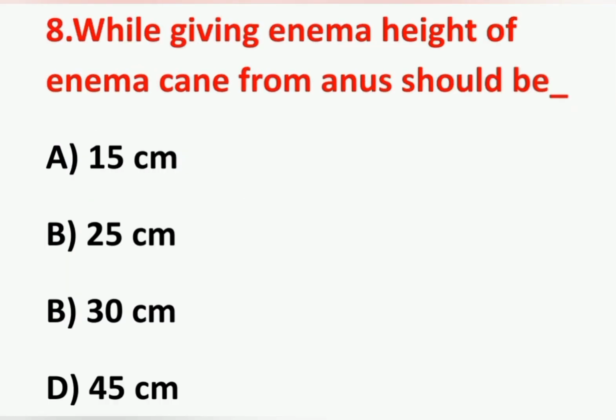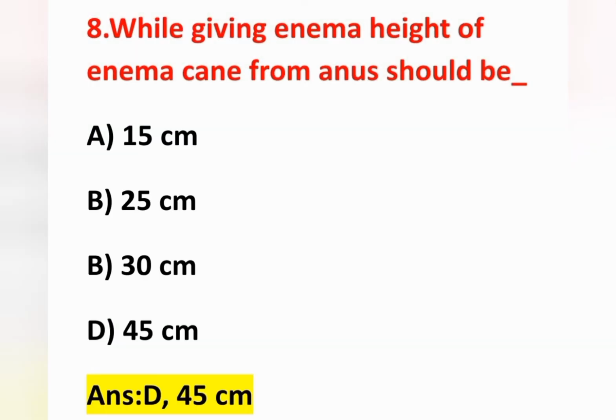The next question, while giving enema, height of enema can from anus should be. Options are option A, 15 cm, option B, 25 cm, option C, 30 cm and option D, 45 cm. Here correct answer is option D, 45 cm. The height of enema can from anus while giving enema should be 45 cm or 18 inches.